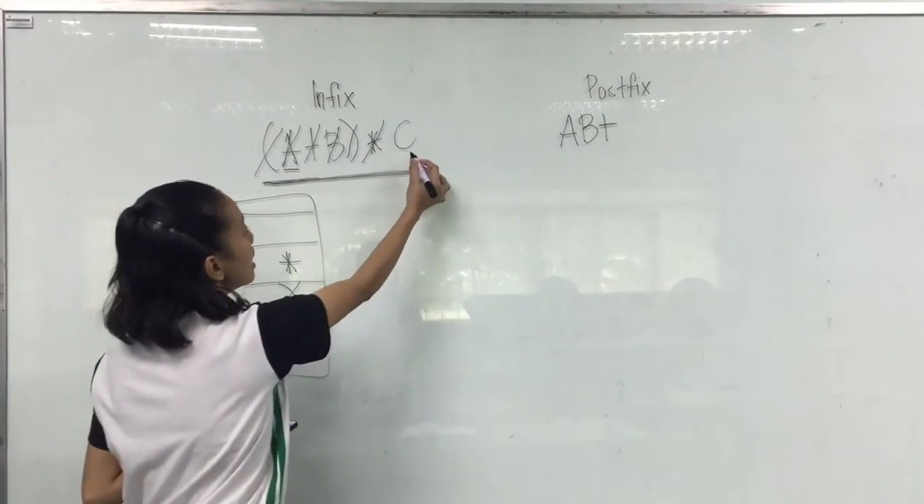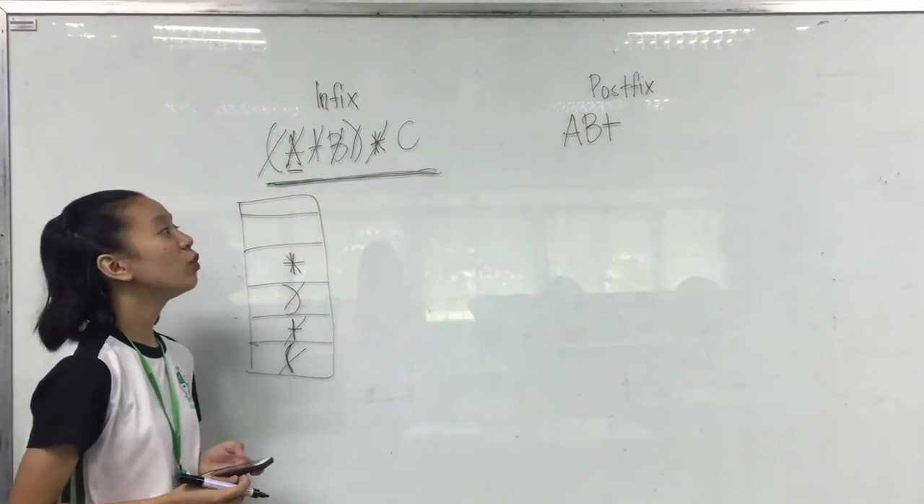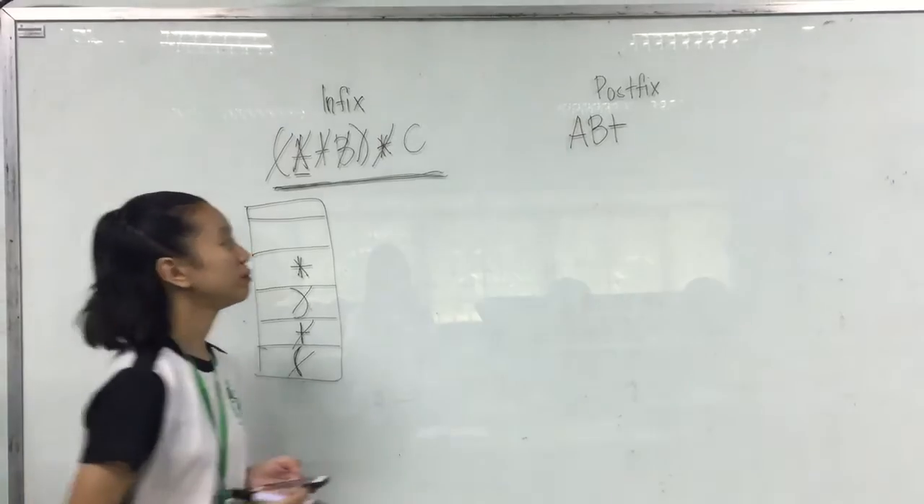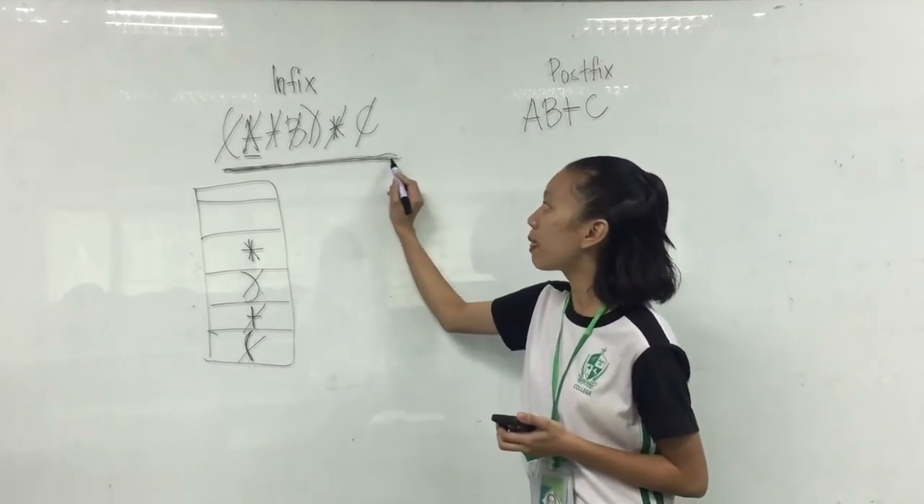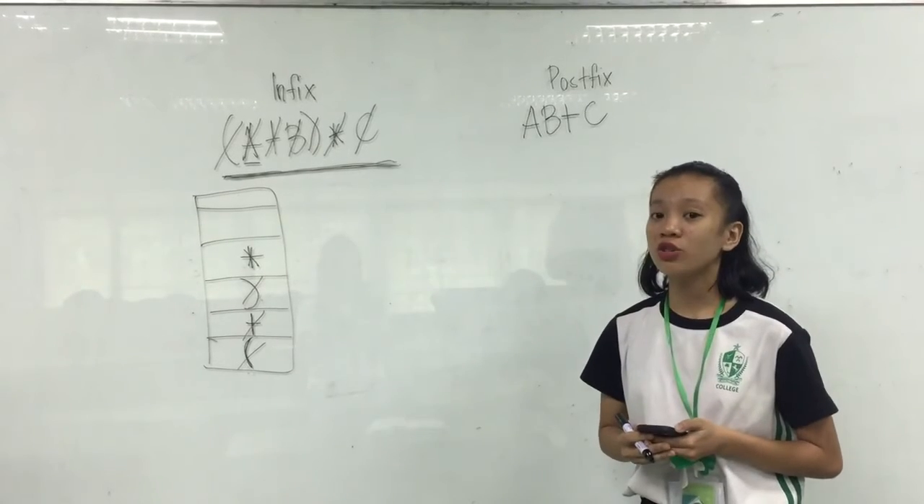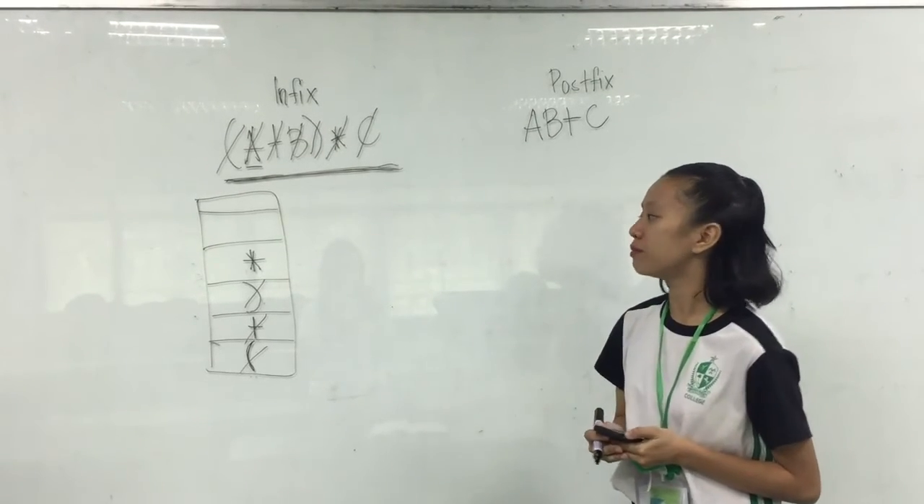Next is letter C. Since letter C is an operand, we must write it on the postfix notation. Now, we are done reading the infix notation. And the remaining symbols on the stack should be popped starting from the topmost.